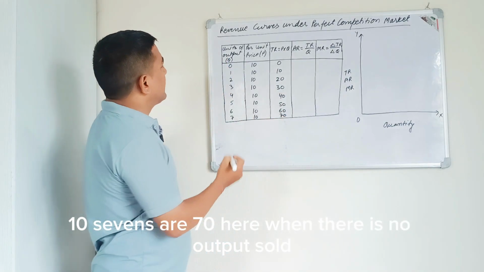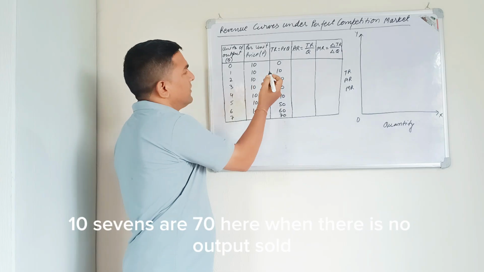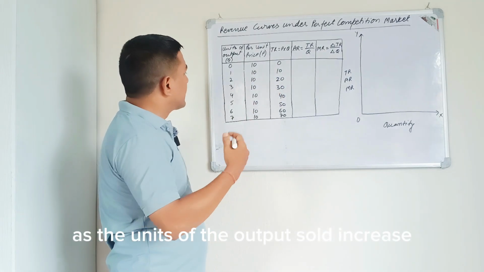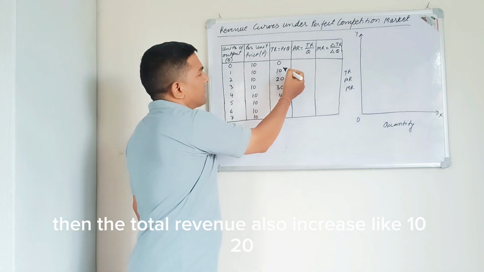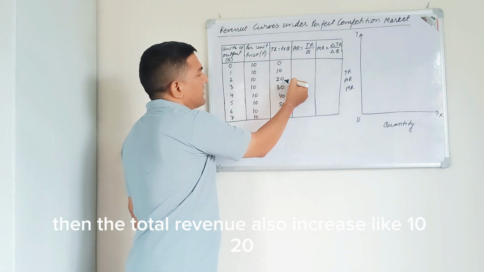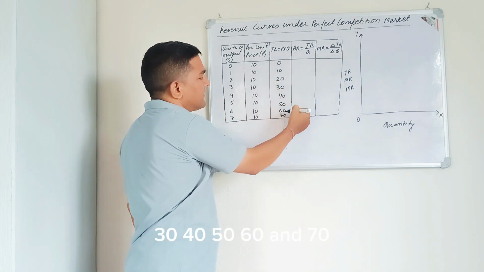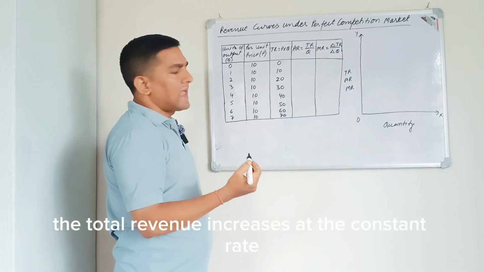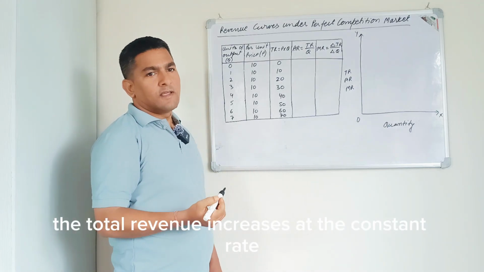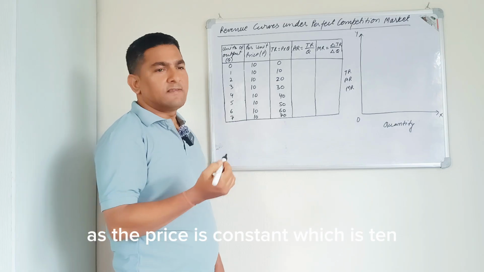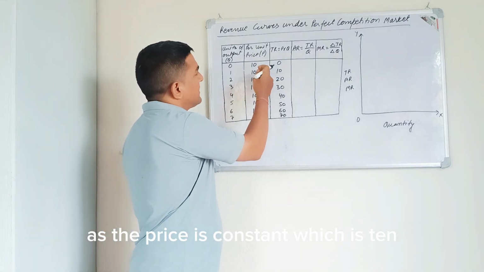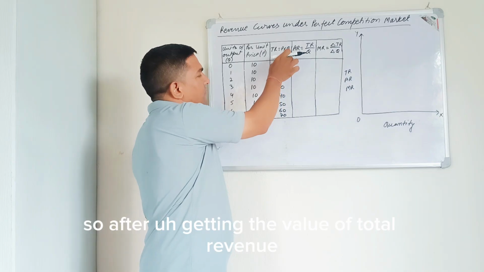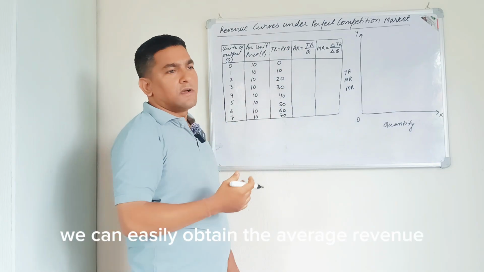Here, when there is no output sold, then the total revenue is 0. As the units of the output sold increase, then the total revenue also increases, like 10, 20, 30, 40, 50, 60, and 70. That means the total revenue increases at the constant rate as the price is constant, which is 10 in this table. So after getting the value of total revenue, we can easily obtain the average revenue and the marginal revenue.